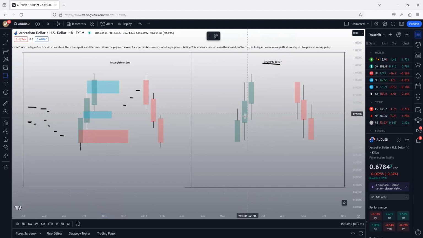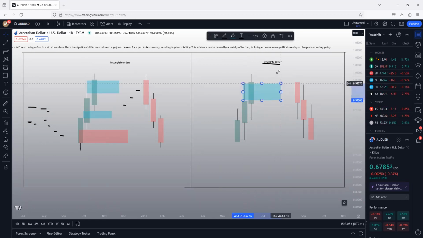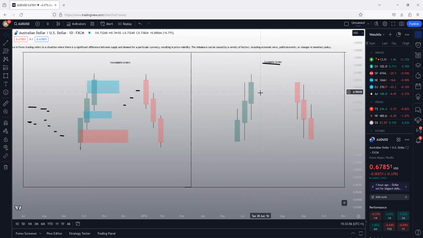And look, there is no empty space here that we can mark so that we can understand that there is an incomplete order. In that sense, it is not, because these wicks on this side of the candlestick do not leave any empty space that can be marked on both sides, both on the left and on the right.